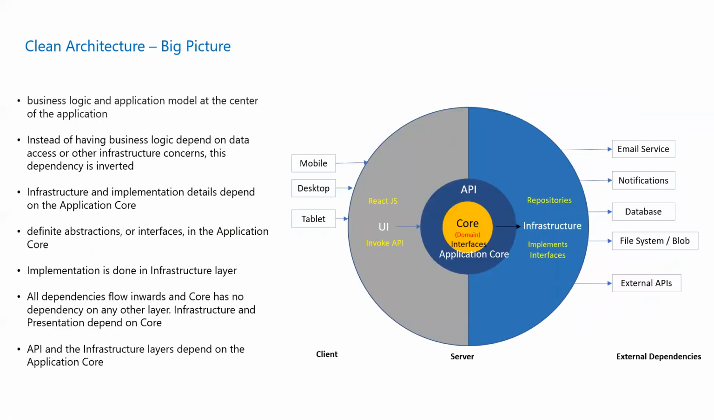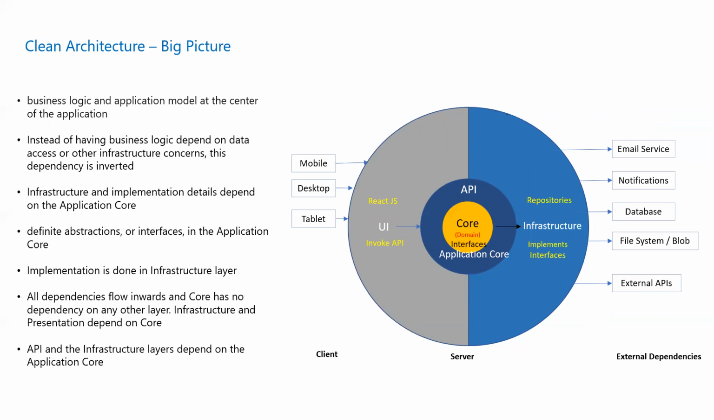Let's take a look at the big picture of the core architecture. In this core architecture, I have three different parts: the client, the server, and the external dependencies. For the client, your application will be accessible from a mobile device, desktop, or tablet. And this is a UI component with React.js, Angular, or ASP.NET MVC, a different technology stack. And then you have the center, which is the application core.